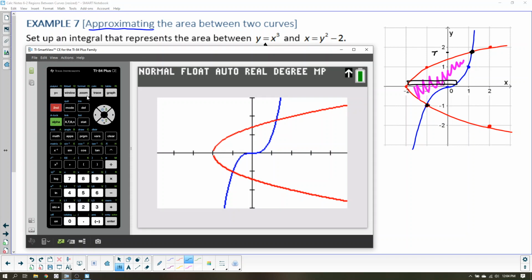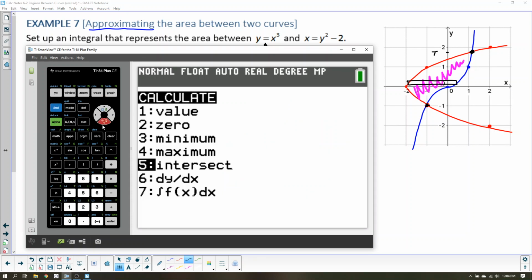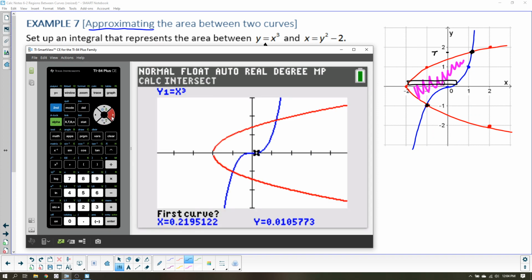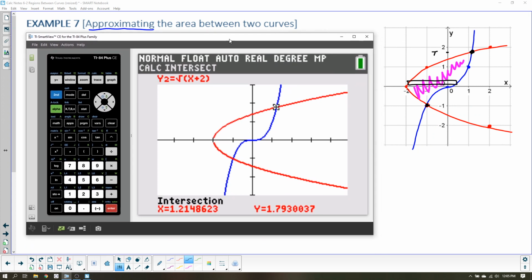To do that, we do second calculate, go down to intersect, and then just get close to it on each of the curves. All right, so hit it 3 times once you get close to it. This is our intersection. Actually, that isn't. Oh, sorry. Yes, it is our intersection. Now, the important thing though is that we wanted to use the y value, not the x value. That's the key thing that we have to be careful with here. We're integrating with respect to y, not with respect to x. So this is really the value that we want.